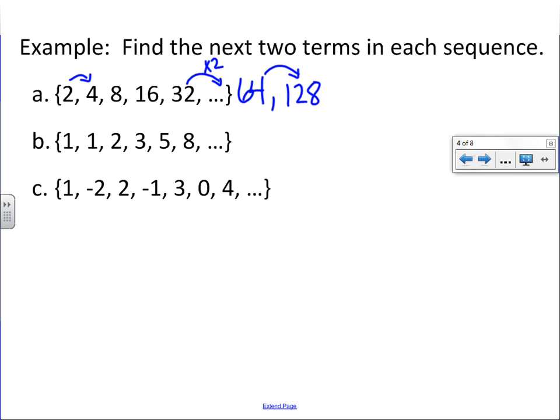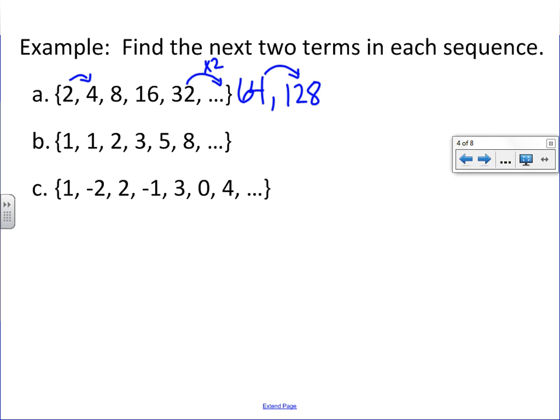Okay? On B, I have 1, 1, 2, 3, 5, 8. To get from 1 to 1, we could say we add 0. From 1 to 2, we add 1. From 2 to 3, we add 1. From 3 to 5, we add 2. That doesn't really make sense right now. This is what we call a recursive formula, where you have to use the previous terms.